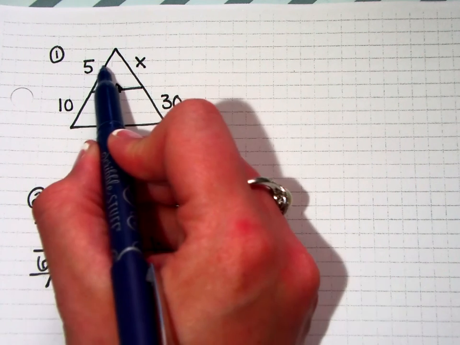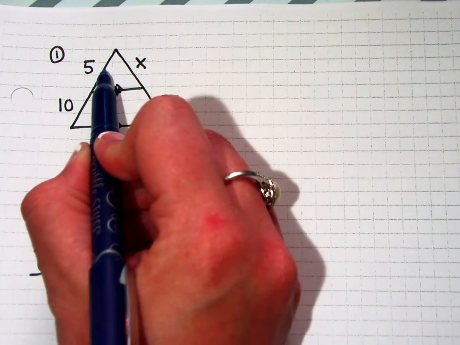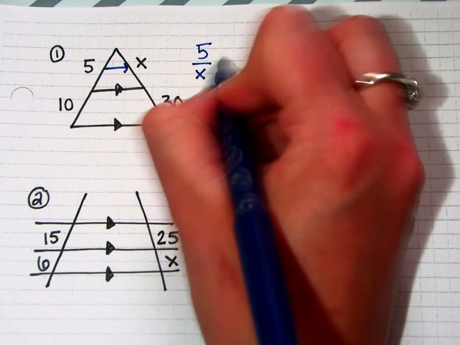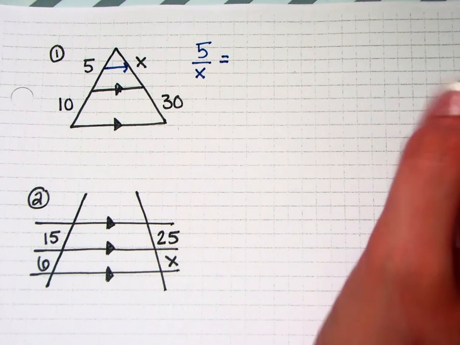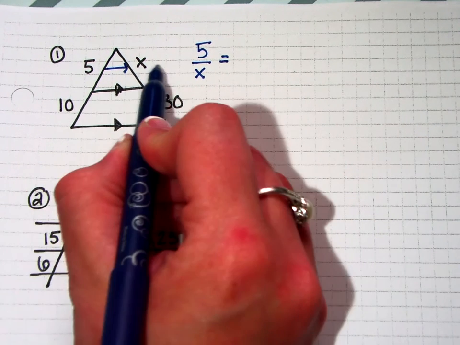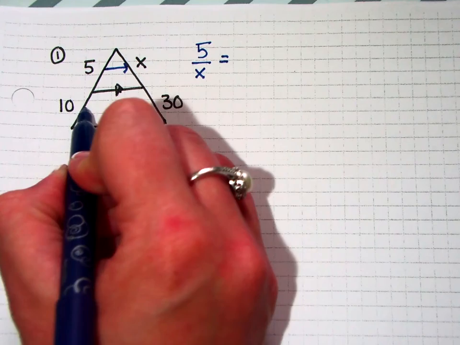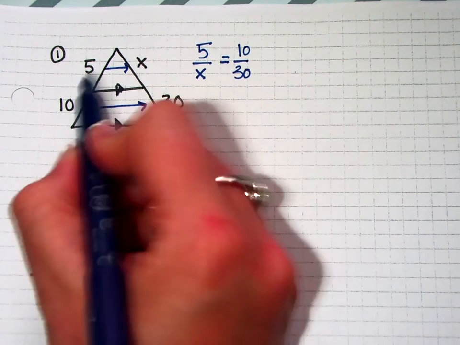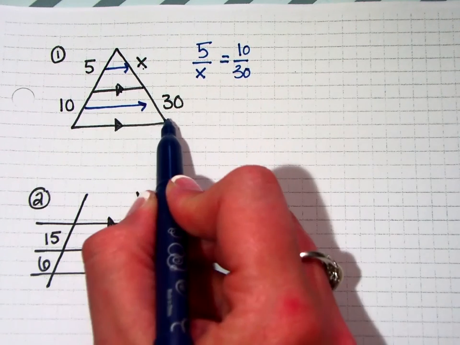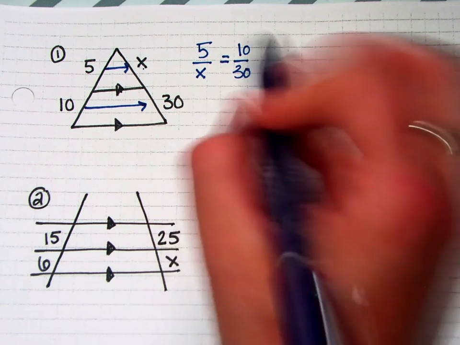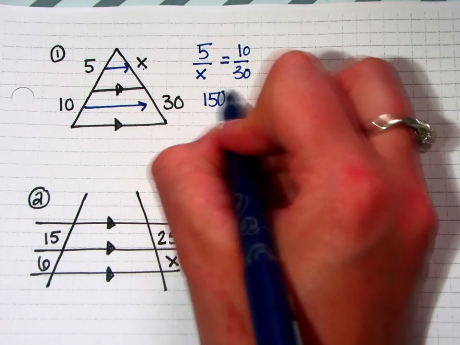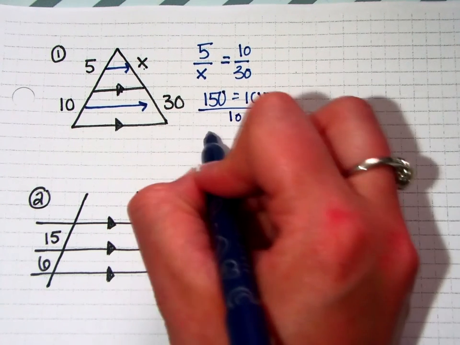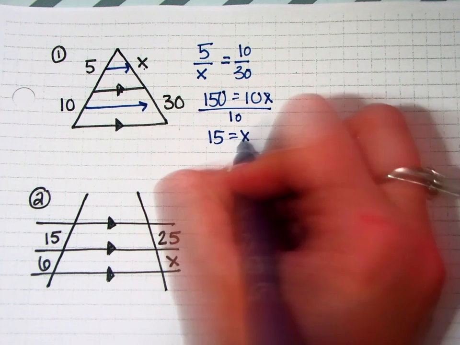So I like to do left over right. So 5 over x equals, and I want to follow the same pattern. I started left and went towards the right. Start at left, go towards the right. So 5 over x equals 10 over 30. Cross multiply, 5 times 30 is 150 equals 10x. Divide by 10, and my answer is 15.